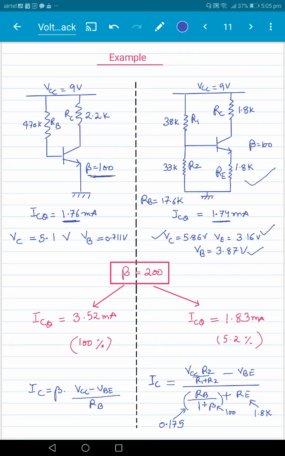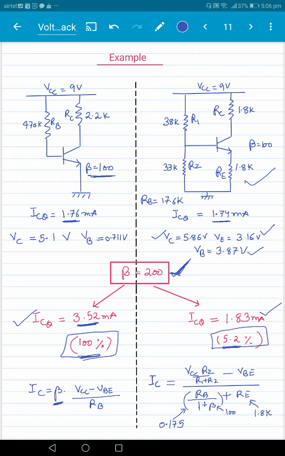And so we can see the beta insensitivity by redoing the calculation, taking beta equal to 200. Now in the first circuit here, the ICQ simply doubles, because ICQ is, as we can see here, directly proportional to beta. So earlier we had 1.76 and now we have 3.52. So it simply doubles, and there's a 100% change here. On the other hand, in this particular circuit, when we do beta equal to 200, we get ICQ equal to 1.83 milliamperes here, and we get only a 5.2% change here. So compared to a 100% change here, we get only 5.2% change here.